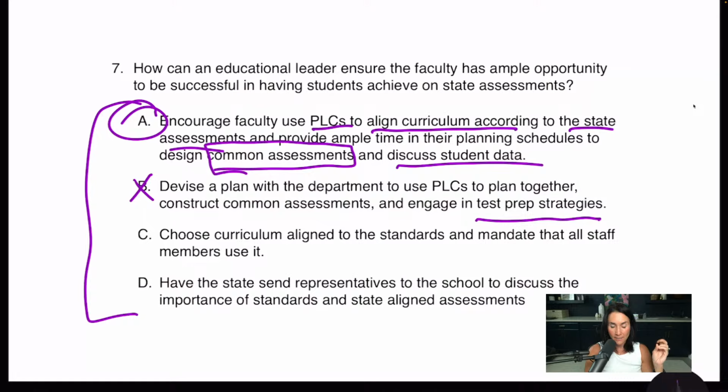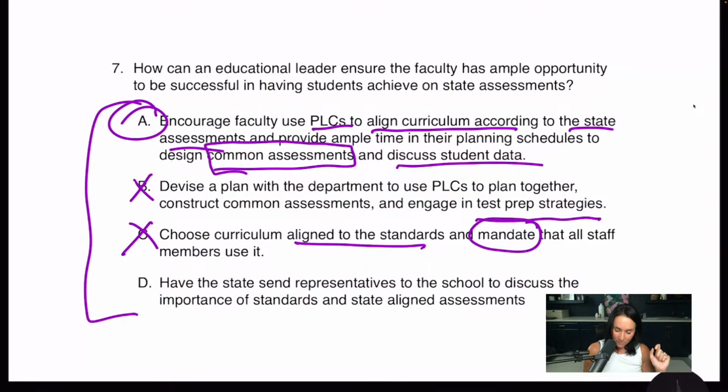C, choose curriculum aligned to the standard. Okay, I have alignment here. And mandate that all the staff members use it. Mandate's a bad word on this exam. We're not mandating, we're encouraging, we're empowering, we're motivating. Mandating is bad, even though mandates are a big part of our job.